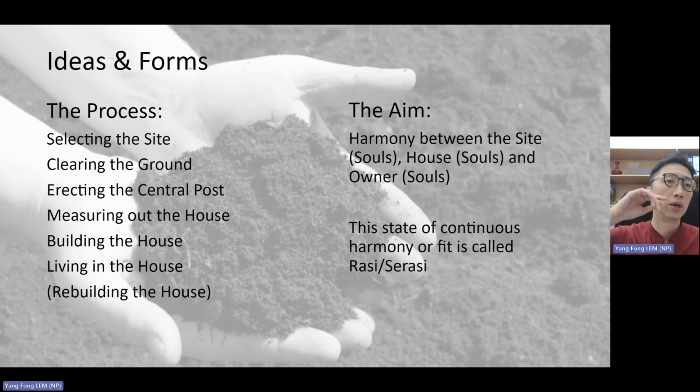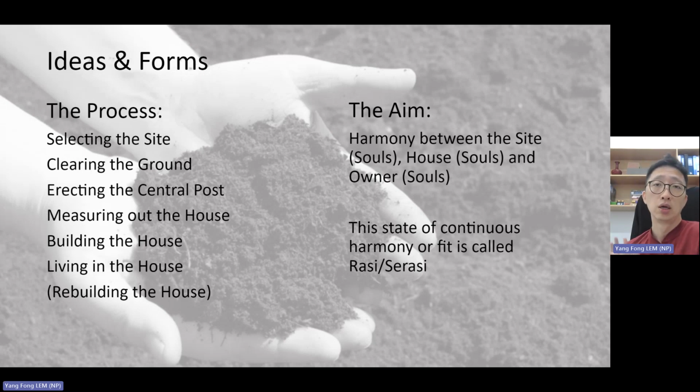Okay. So there is a process. There's an aim, right? So the process itself: they have to select the site, clear the ground, erect the central post, measure out, build the house, leave the house, live in the house, and rebuild the house if necessary. And when you're selecting the site, it doesn't mean that I choose the site and it can be built. There's a certain selection criteria, and the spiritual forces might not allow you to build on that site. Then you have to select an alternative site.